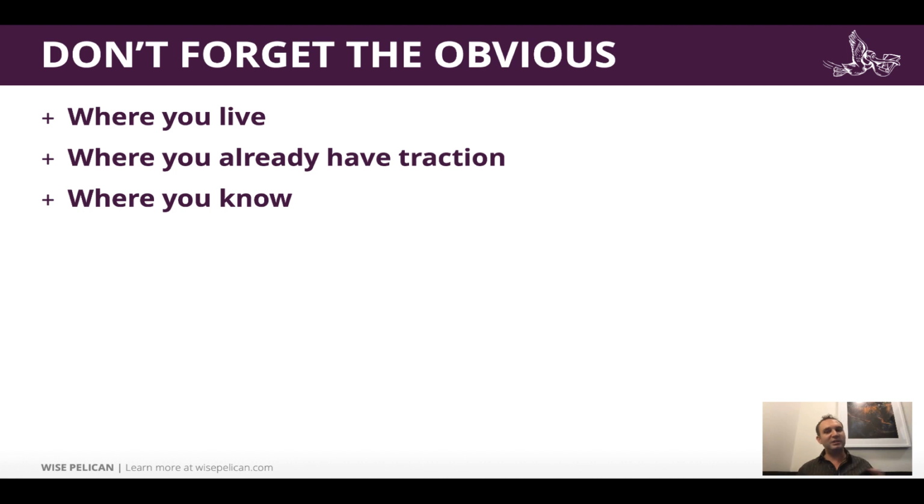ROI is important, agent saturation is important, time on market's important, price point's important. I'm not covering price point in this because I think everyone kind of has a decent idea of where that is, and of course that fits in your ROI analysis, right?